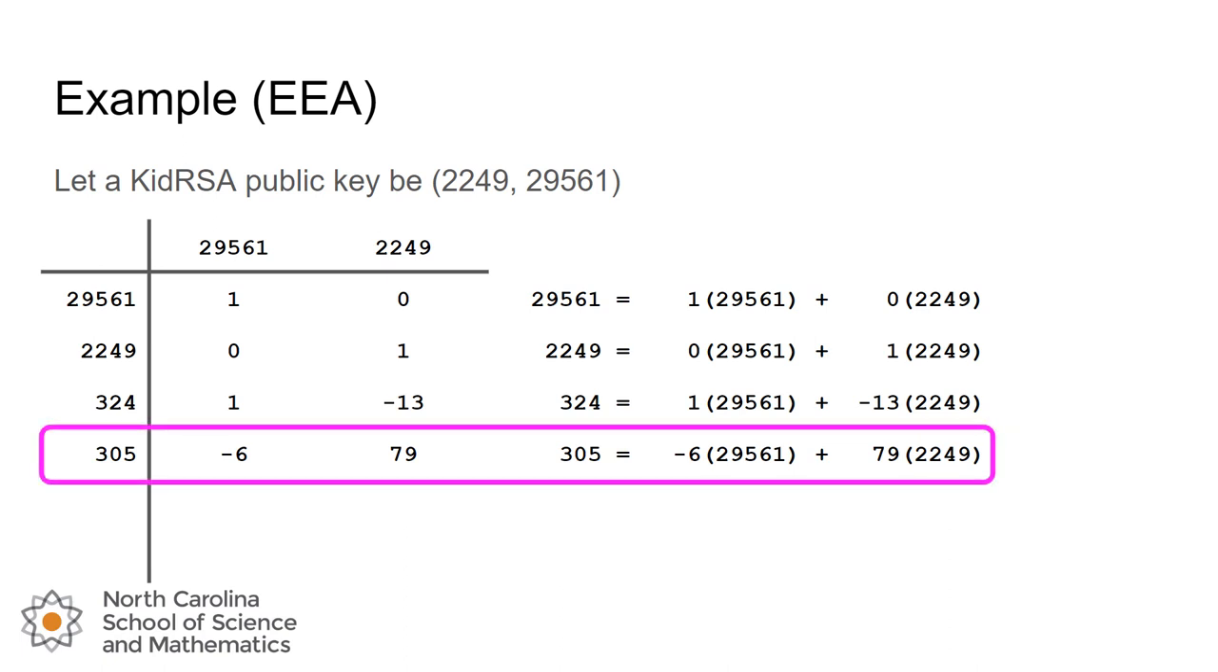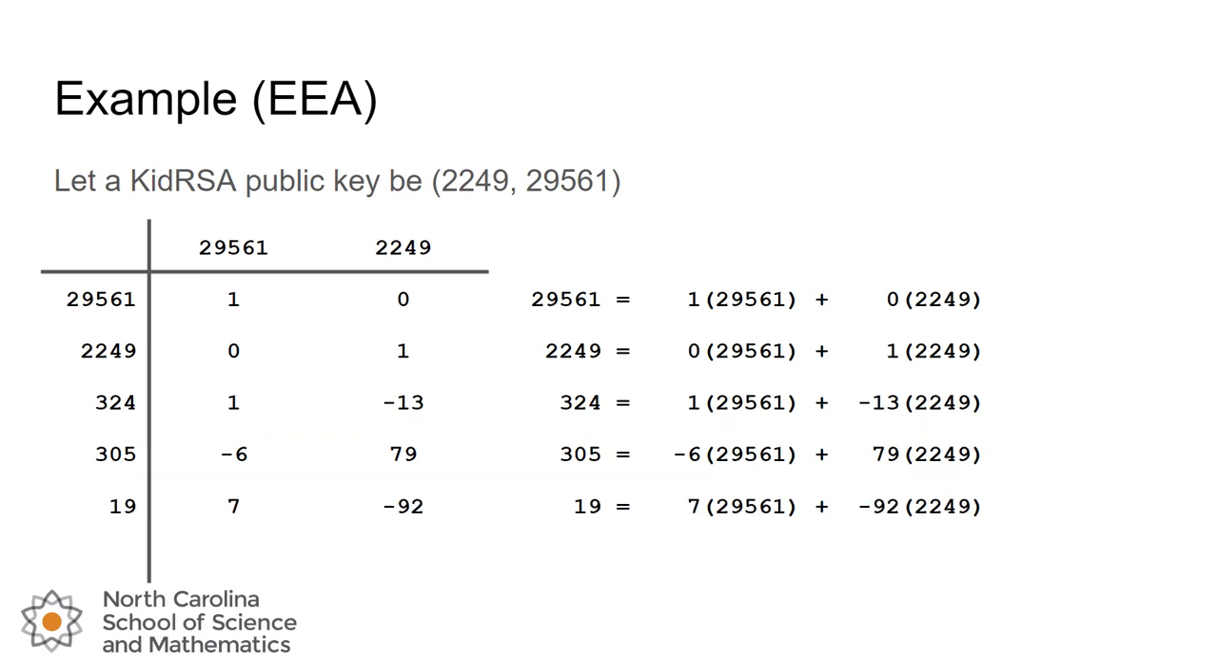Okay, how many times does this equation go into the one above it? Well, 305 only goes in 1 time cleanly, which means that we can just subtract this equation as is to get our next row. 324 minus 305 is 19. 1 minus negative 6 gives us the 7. Negative 13 minus 79 gives us the negative 92. And again, there's the long version right up next to it.